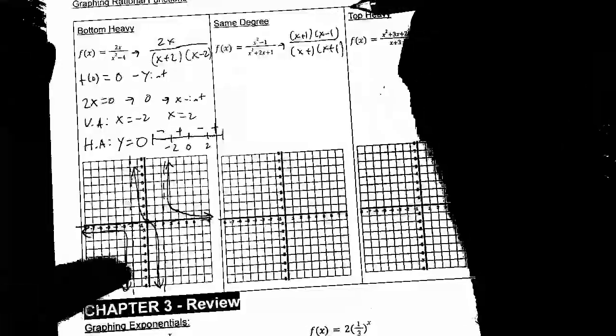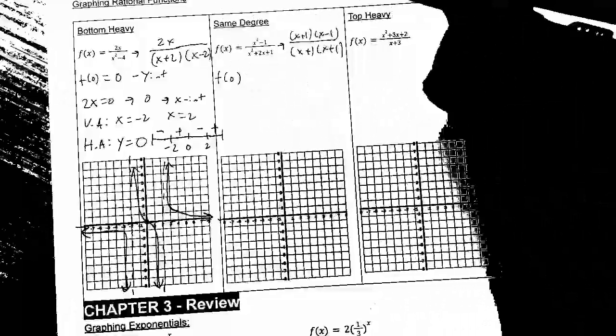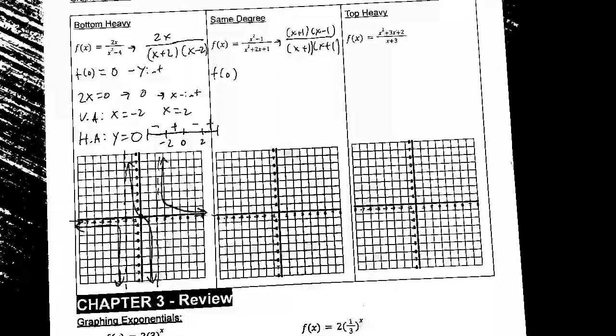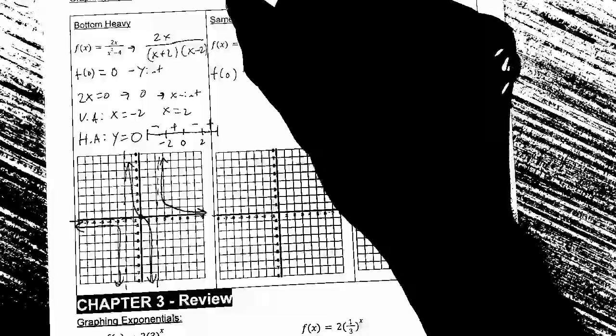Okay, let's do the next one. Factor top and bottom, x plus 1, x minus 1. On the bottom, factors are x plus 1, x plus 1. Okay, let's get the y-intercept, plug in a 0. We're going to get negative 1 over 1. I'm going crazy. We're going to get negative 1 over 1, which is just negative 1. So I can go ahead and plot that y-intercept there.